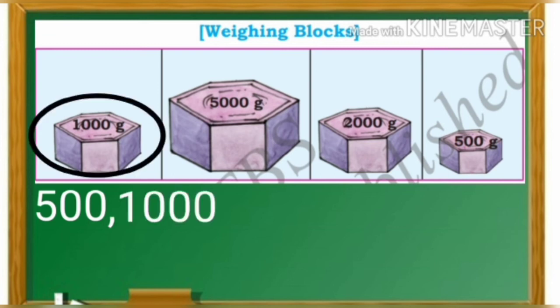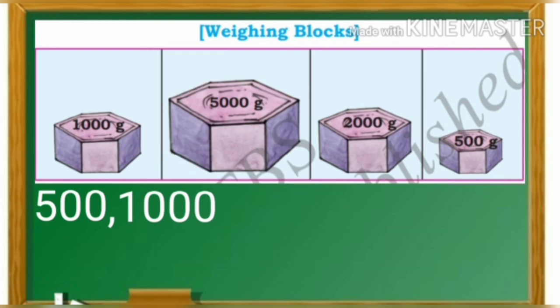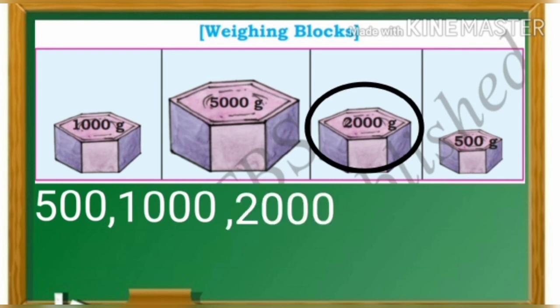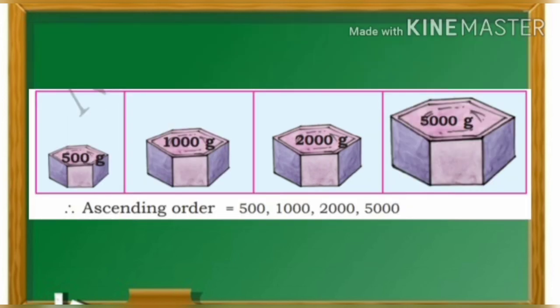Now, the remaining weights are 5000 and 2000. Which is the smaller of these two? 2000. So, which is the remaining weight in the end? 5000. Starting from the smallest to the last left weight, all the weights are written in order.